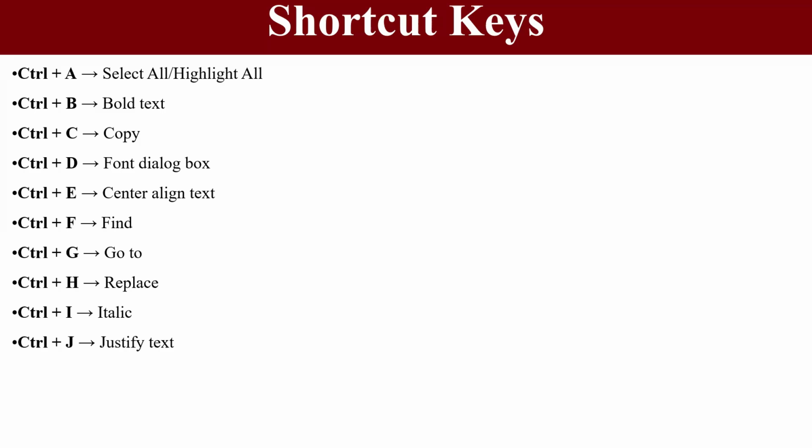Then Control J, it stands for justify. Sometimes when you open a document, you can see the lines of text breaking at the end of the line. When you highlight the text and you want the ends of the lines to be arranged, you can use Control J. It will justify your text to be arranged. This is for Control J.